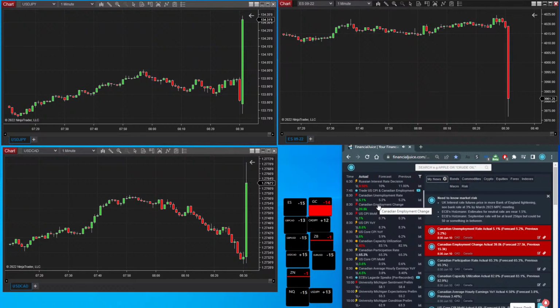Canadian employment change at 39.8k, higher than the forecast of 27.5k. Canadian unemployment rate 5.1%, a tick down there from 5.2% as the forecast. Core CPI month to month. So all the CPI data in the US seeing an appreciation in their values. The dollar seeing that move towards the upside.